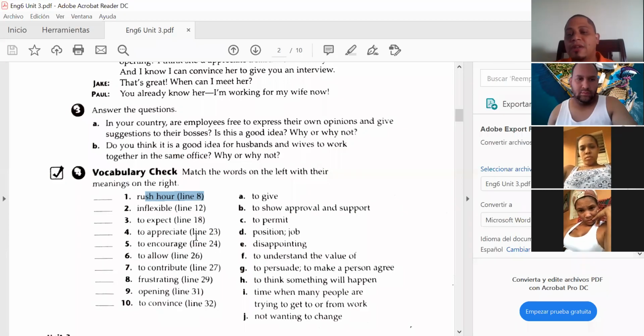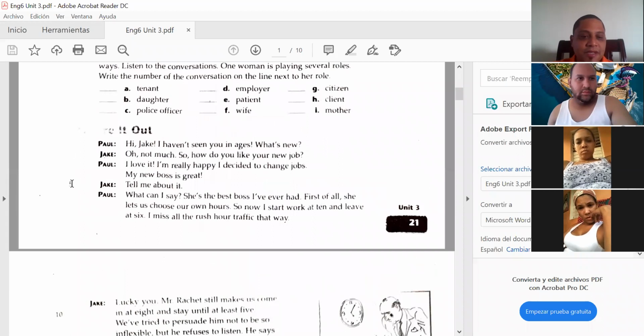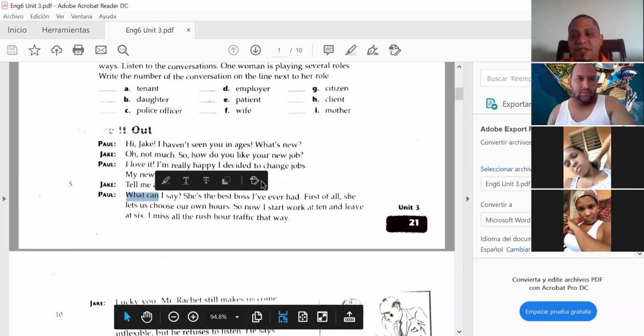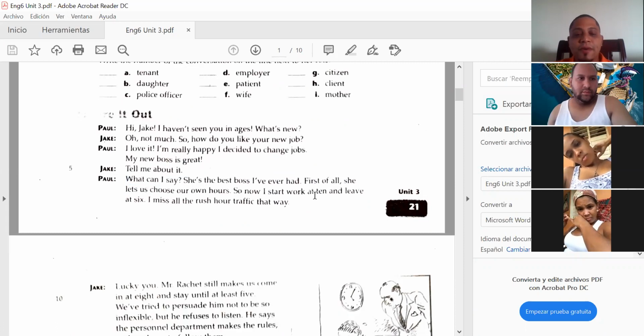So we can have a context to know the real meaning of the word, because you know that in English, sometimes words have different meanings depending on the context that it is used. So let's see line number 8. If this is line number 5, I'm going to start from here to see the context. It says, what can I say? She's the best boss I've ever had. First of all, she lets us choose our own hours. So now I start work at 10 and leave at 6. I miss all the rush hour traffic that way. You see? Which means that rush hour is related to traffic.